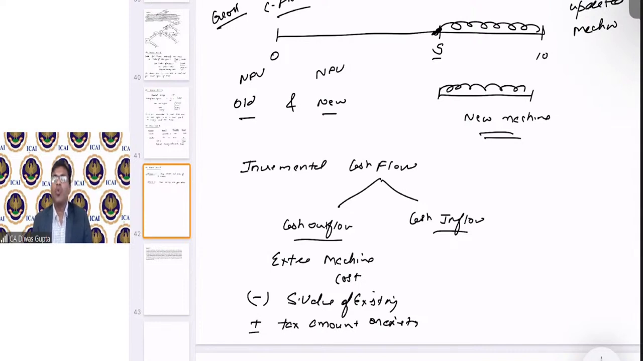That will reduce your cash outflow. Suppose you sold your existing machine at a profit. That will require you to pay more tax. That will mean higher cash outflow. So that's why plus or minus tax amount on the existing machine. Then cash inflow. I hope this is clear.